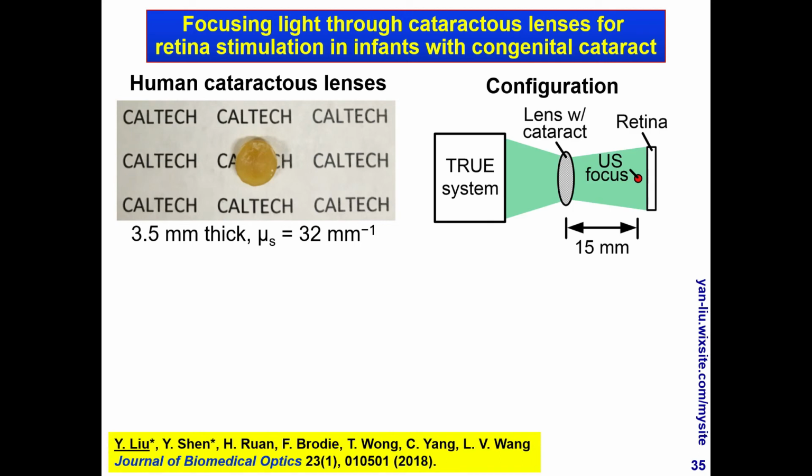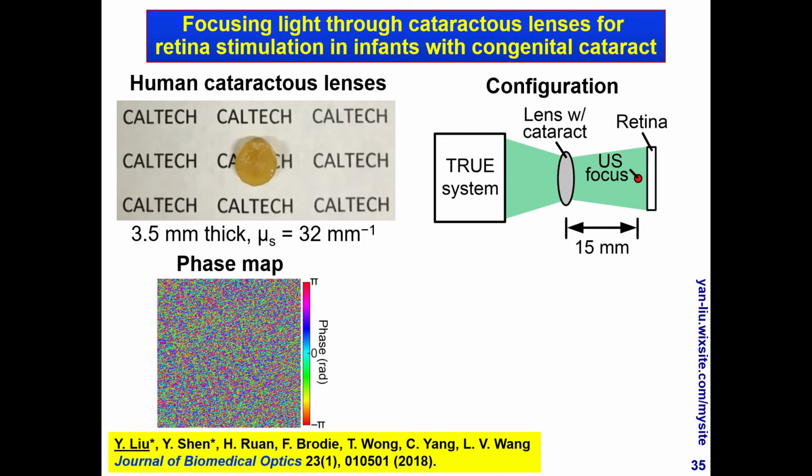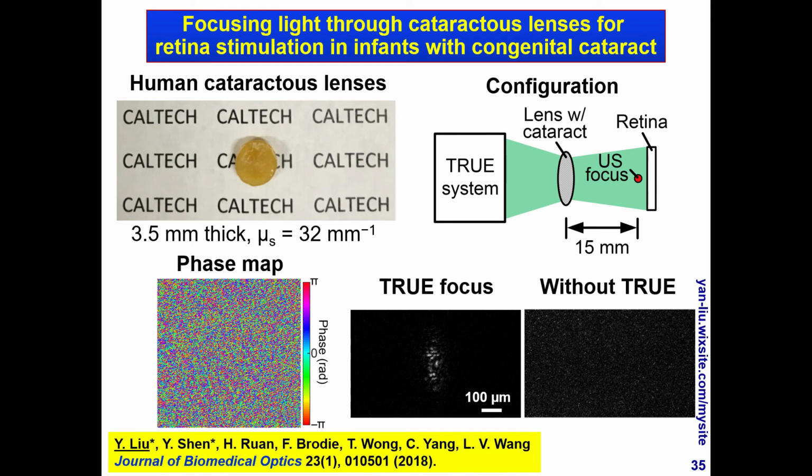We built a reflection mode, iterative true focusing system to focus light non-invasively through the cataractous lens to stimulate the retina. This is a schematic of the setup. By using this phase map to correct for the scattering caused by the cataractous lens, we can focus light onto the retina. As a control, without using our technique, light is scattered everywhere.